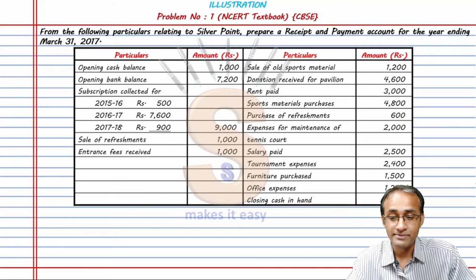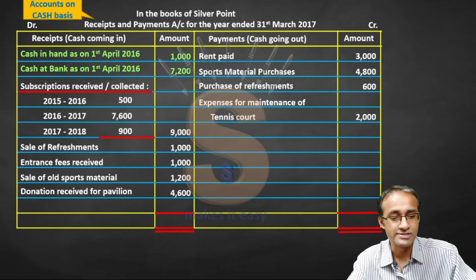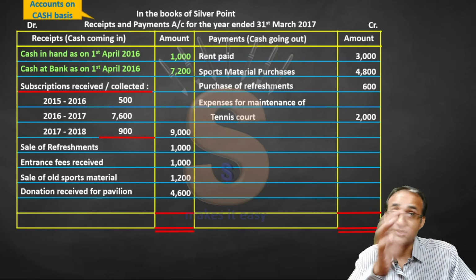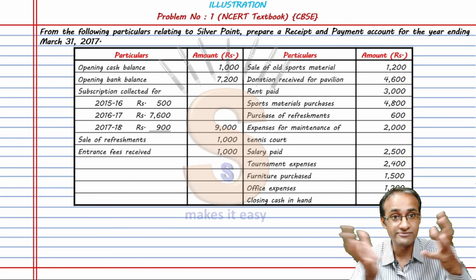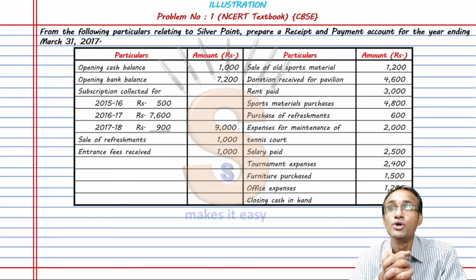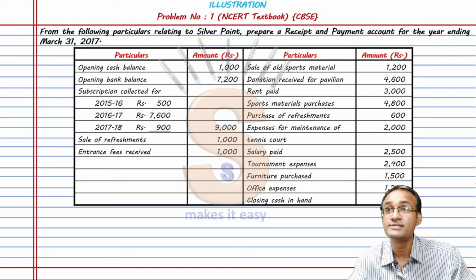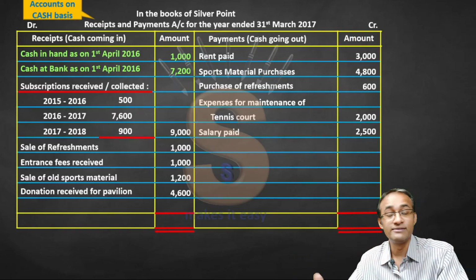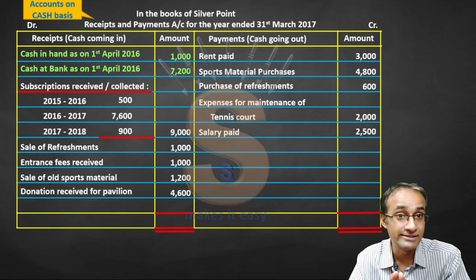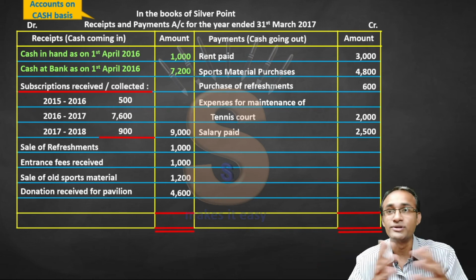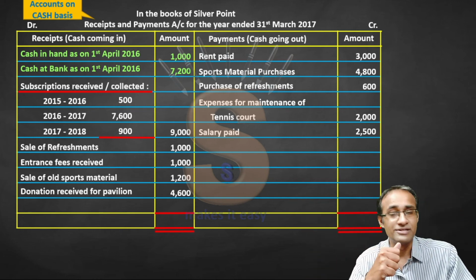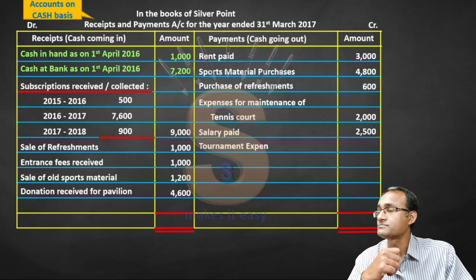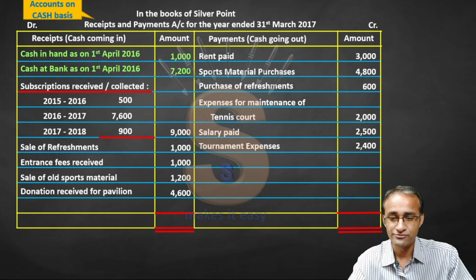Then salary paid, it's an expense. You have got a staff working, whether there is a match or no match, the staff has to constantly keep on working, 2500. So you have a ground staff that takes care of the ground and the stadium. Tournament expenses, different tournaments are organized. If it's a cricket club, cricket tournaments, if it's a tennis club, a badminton club, a chess club, a carom club. So there are so many games, so there can be different tournaments, so that participation can be encouraged. So there is an expense. Tournament expenses 2400.